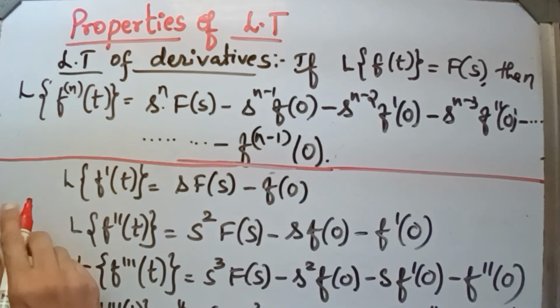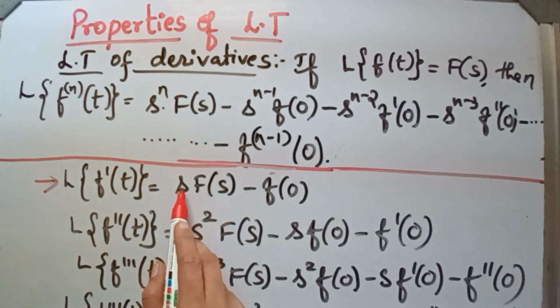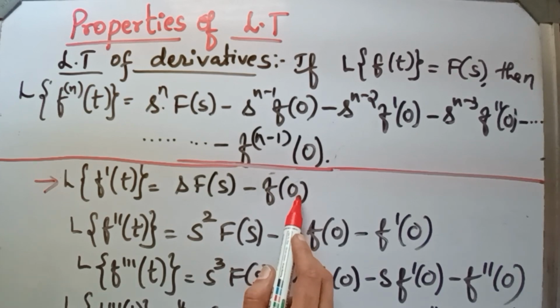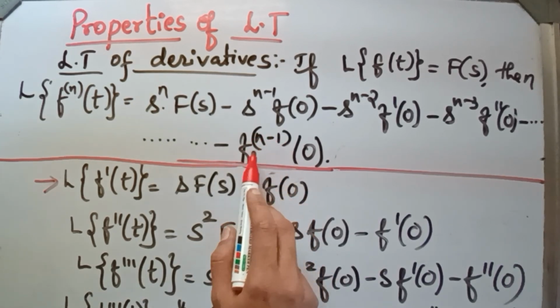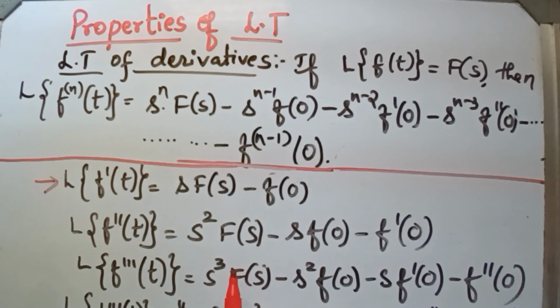See, for example, if you want the first derivative, then Laplace transform of f dash of t, n equal to 1. So, s into F of s minus f of 0, because 1 minus 1 is 0. It is f of 0. Laplace transform of f double dash of t is s square into F of s minus s into f of 0 minus f dash of 0. Laplace transform of f triple dash of t is s cube into F of s minus s square into f of 0 minus s into f dash of 0 minus f double dash of 0. So write first s cube, s square, s, then s power 0. There is always F of s in the first term, only in the first term. Then write f of 0, f dash of 0, f double dash of 0 like that.